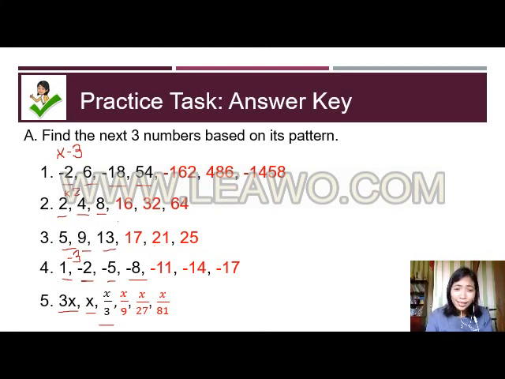Okay. So, 3x, x, then x over 3. Okay. So, let's analyze again what was done with 3x to get x. Okay.